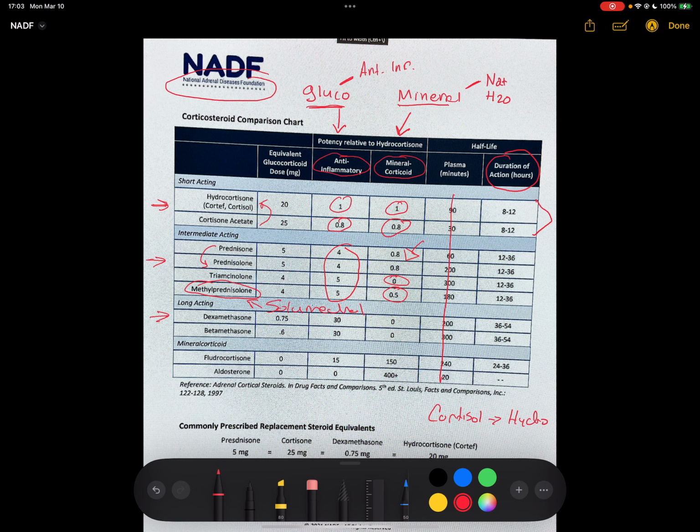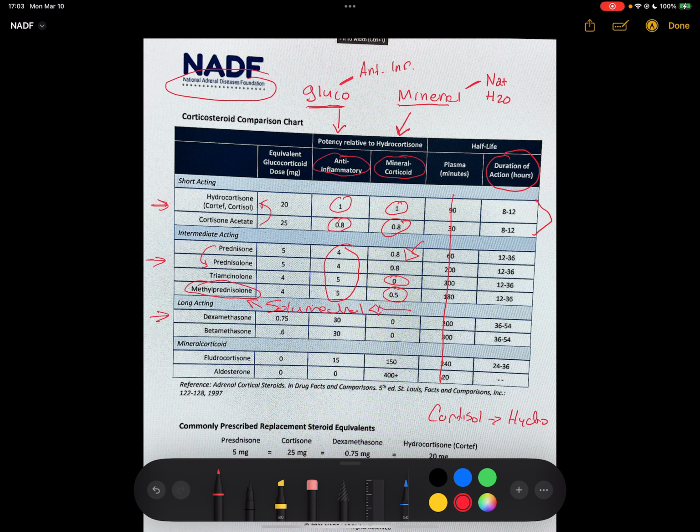And so if you're treating someone with an acute Addison's crisis, a medication like Solu-Medrol is not going to be as helpful, because it only provides about half of the mineralocorticoid activity that we see with something like hydrocortisone or Solu-Cortef. And this is why in the setting of an Addison's crisis, something like hydrocortisone is going to be preferred over something like methylprednisolone.